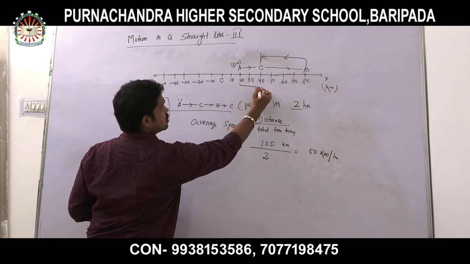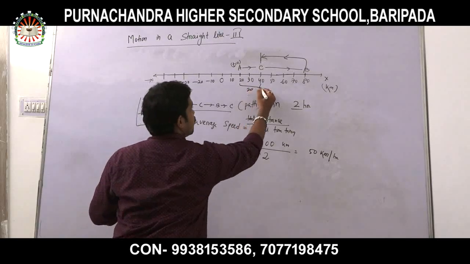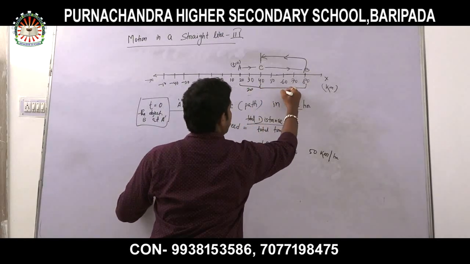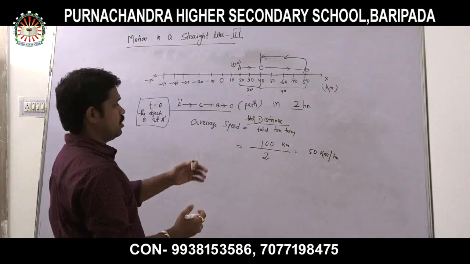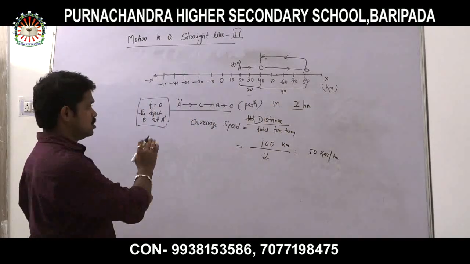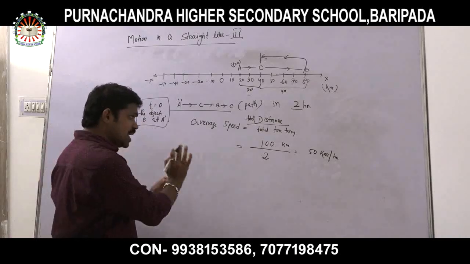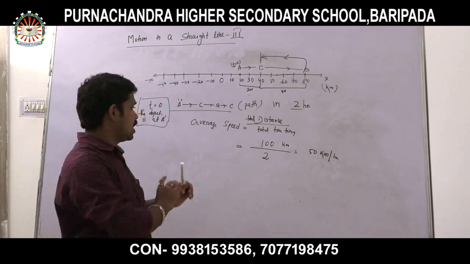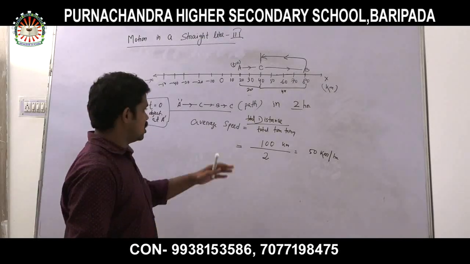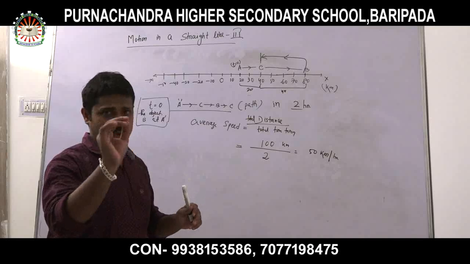This is 20. This is 40. And again return back is 40. So 20 plus 40 plus 40, nothing but your 100. Clear all of you? So this is your average speed. And I have already told you that speed is a scalar quantity. So that's why the direction doesn't matter. So that's why the value is always positive.